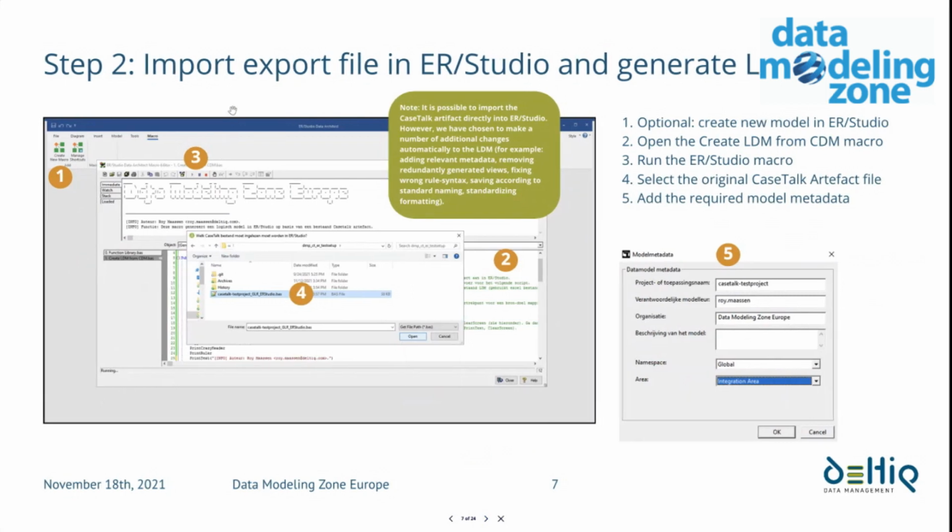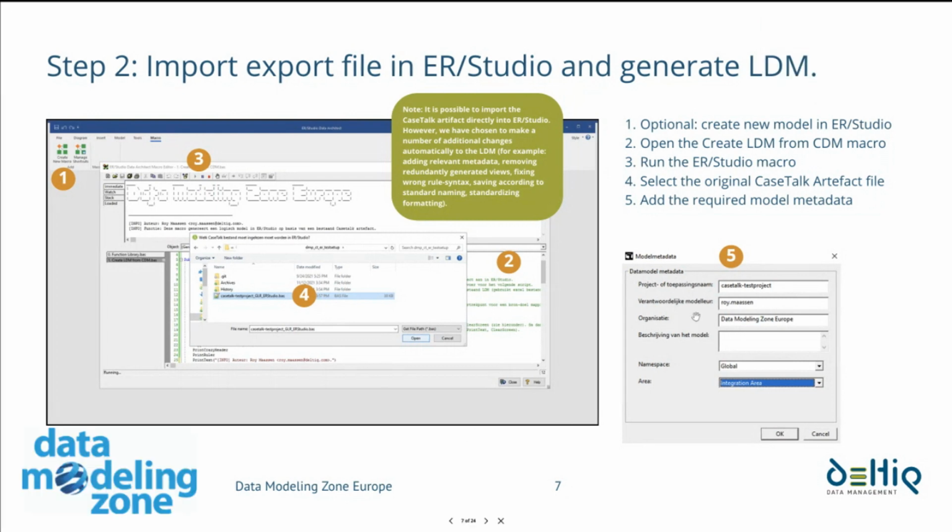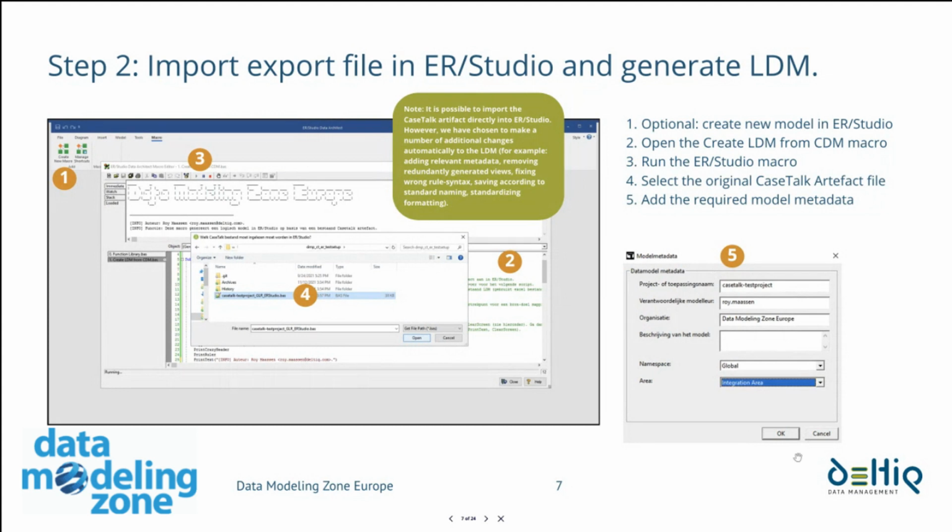The second step that we do is that we load the initial Visual Basic script with a macro inside a new logical model inside ER Studio. We pre-fill some extra metadata, as you can see on the right. This metadata is being used to generate standard file names, but also enhance the findability of the models and standardize models overall.